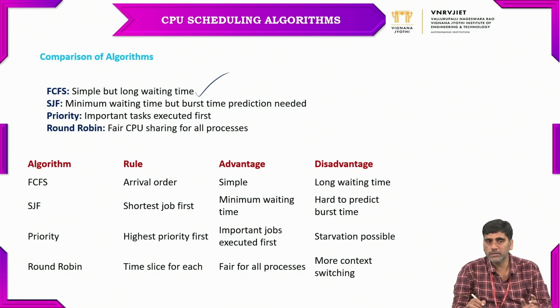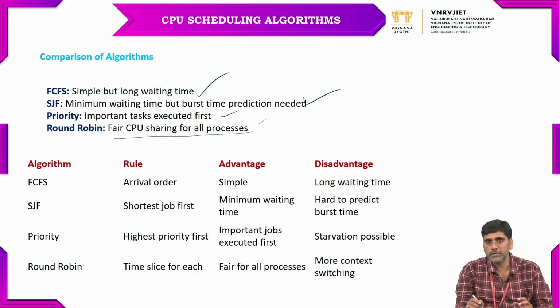And SJF, shortest job first, gives minimum waiting time but burst time prediction is needed. If the burst time is not known, we cannot schedule the processes, because the shortest job first algorithm works based on the burst time. And in priority scheduling, important tasks are executed first. Higher priority tasks are executed first, lower priority tasks are executed next.